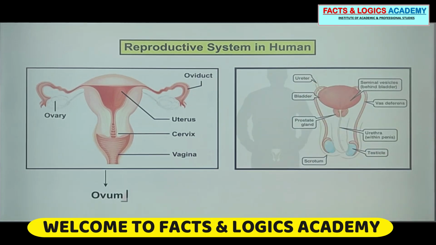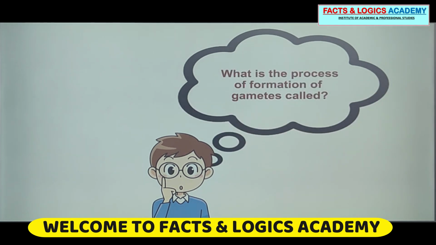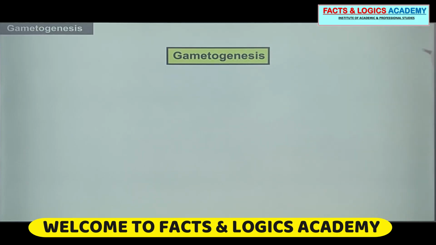Along with this, we also know that sperm is the male gamete, which is produced by the testes in the male reproductive system. Now here comes the obvious question. What is the process of formation of gametes in male and females called? Well, the process of formation of the male and female gametes in humans is called gametogenesis. And in this module, we will get to learn about this process, that is gametogenesis.